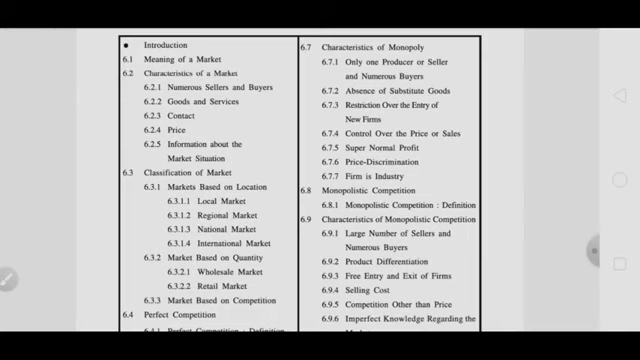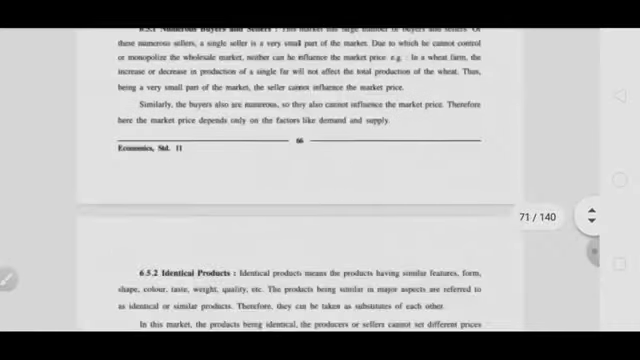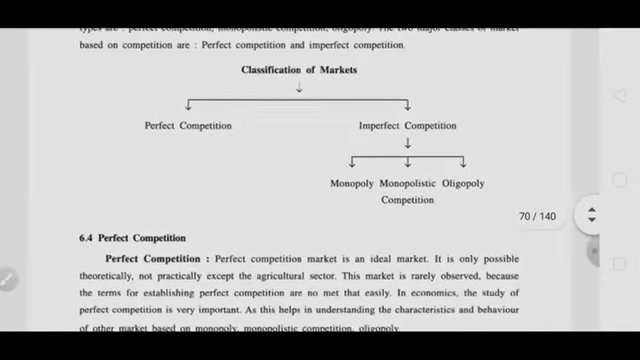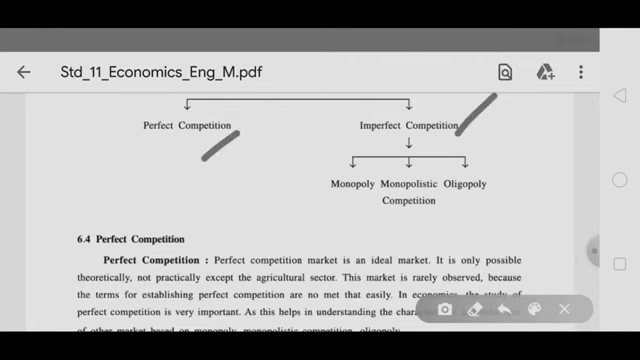characteristics of a market. We will have 5 different characteristics. Then the classification of market is divided into 3 parts, that is based on location, based on quantity and based on competition. Amongst all these 3, the third one is the main topic, that is based on competition, because here the market based on competition is divided into 2 parts. First one is a perfect competitive market, while the second one is imperfect competition. And in imperfect competition we will have 3 types, that is monopoly, monopolistic competition and oligopoly.